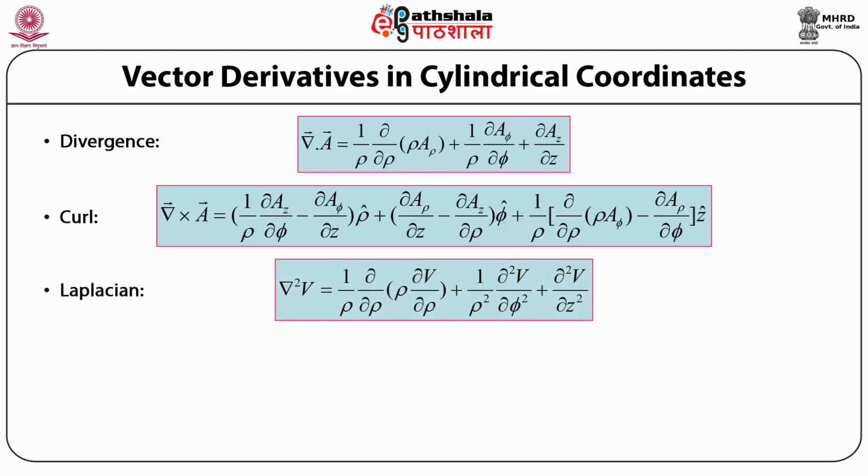And the Laplacian operator for a scalar quantity v is defined as Laplacian operator del square v is equal to 1 by rho times del by del rho of (rho times del v by del rho) plus 1 by rho square times del square v by del phi square plus del square v by del z square.